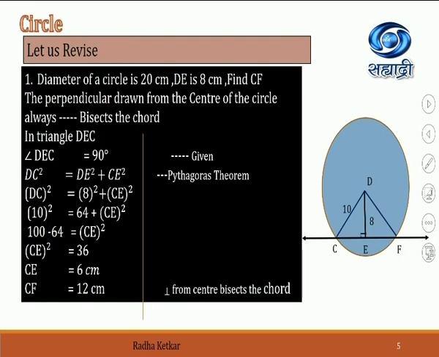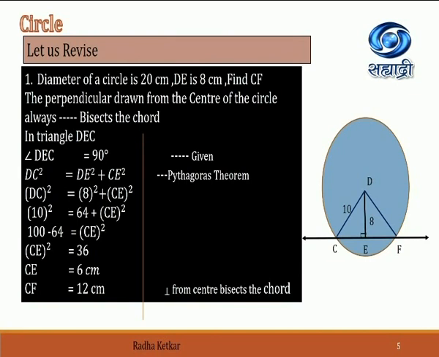Take the next one. Diameter of a circle is 20 centimeter. DE is given as 8 centimeter. Here the chord is not known, so we have to find out the length of the chord CF. Again use the same property. The perpendicular which is drawn from the center of the circle will bisect the chord. So consider triangle DEC. Angle DEC is 90. We know it is perpendicular.